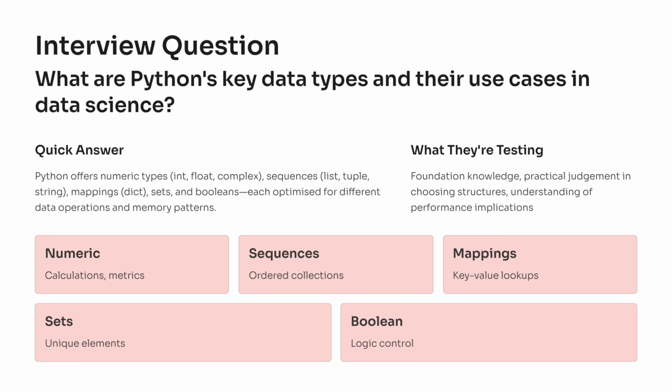Mappings, dictionaries, store key-value pairs. Think of them like labeled storage boxes, user IDs mapped to purchase totals, or product names mapped to prices. Sets hold only unique items. If you want to find all distinct countries your customers are from, a set gives you that instantly. And booleans, your logic controllers. They answer yes or no questions, like whether a transaction is fraudulent or not.